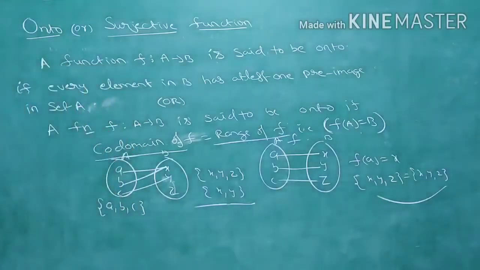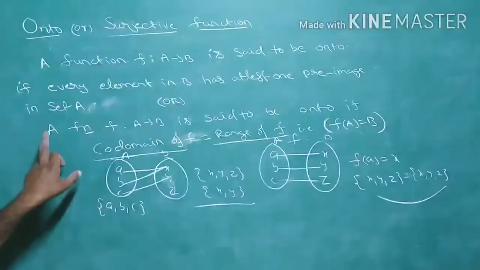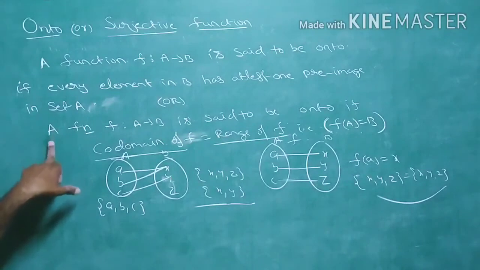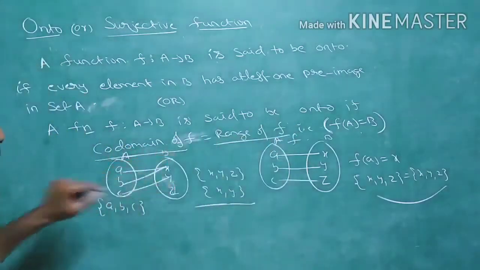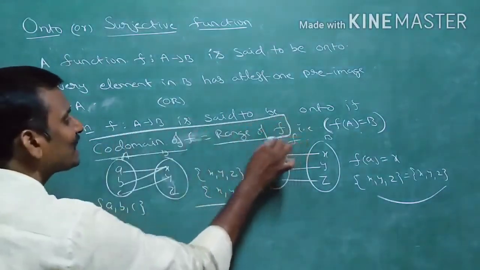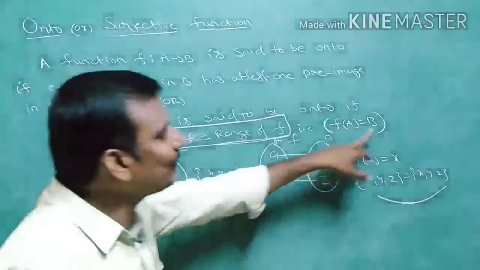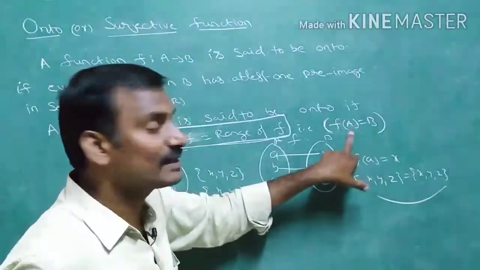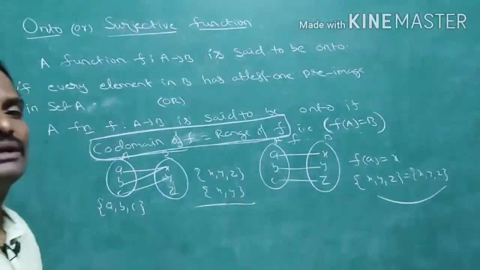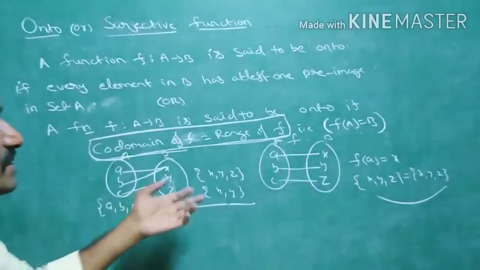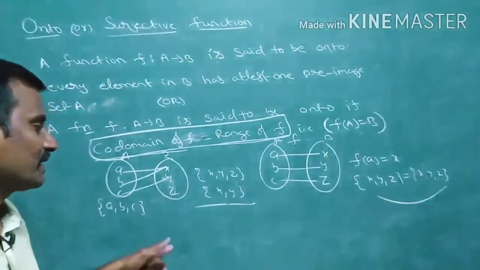I will explain later. So, another definition for this one, a function f from A to B is said to be onto if codomain of f is equal to range of f. Codomain is nothing but B. Range is f of A. Codomain is equal to range. That function is called onto function. This is the onto function definition.